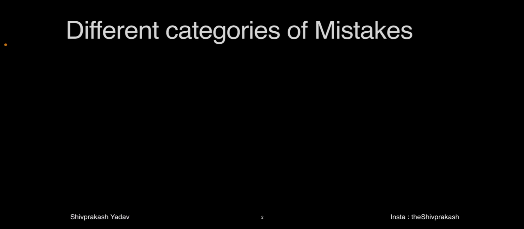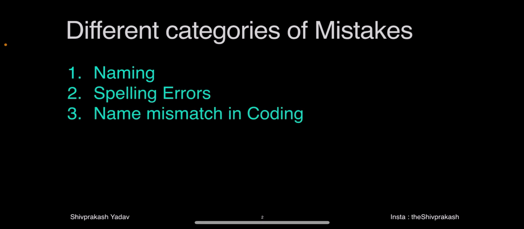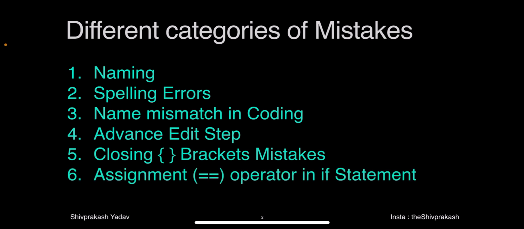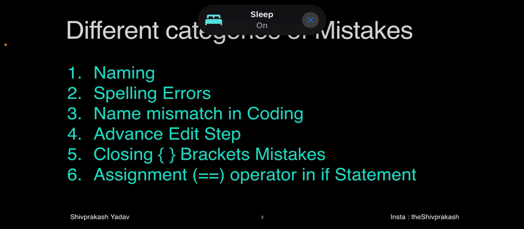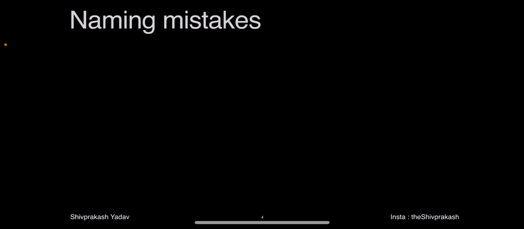Now there are different categories of mistakes, okay, as per my observation with different students, and I will take them one by one. The first one is naming. Okay, there are some mistakes related with renaming, then with spelling errors, then some name mismatch in coding, then we have some advanced edit steps mistakes, then closing brackets mistakes, and at the end assignment operator in if statement. So we are doing mistakes in these 6 spaces. Now first we'll take the naming one.